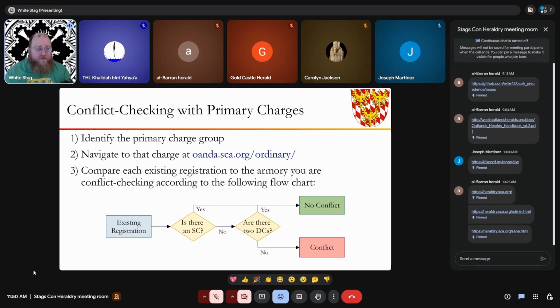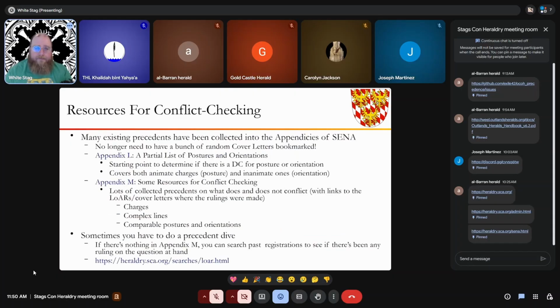This is wildly oversimplified. There's a lot of nuance to this, but fundamentally, you're looking: is there an SC? If not, are there two DCs? And if no, then you have a conflict, and you need to either redesign your armory or seek permission to conflict. Before we get into some examples, I would like to do a worked example to talk through this, which we probably will have some time for.